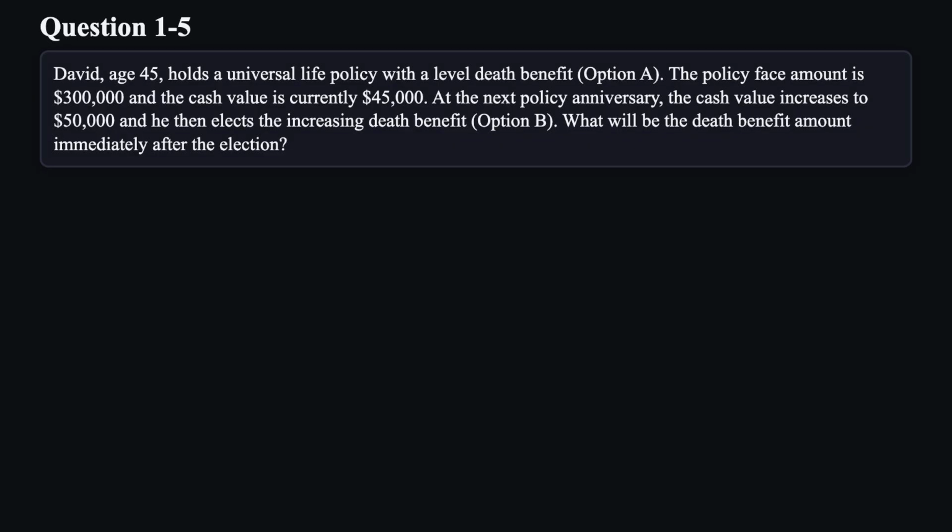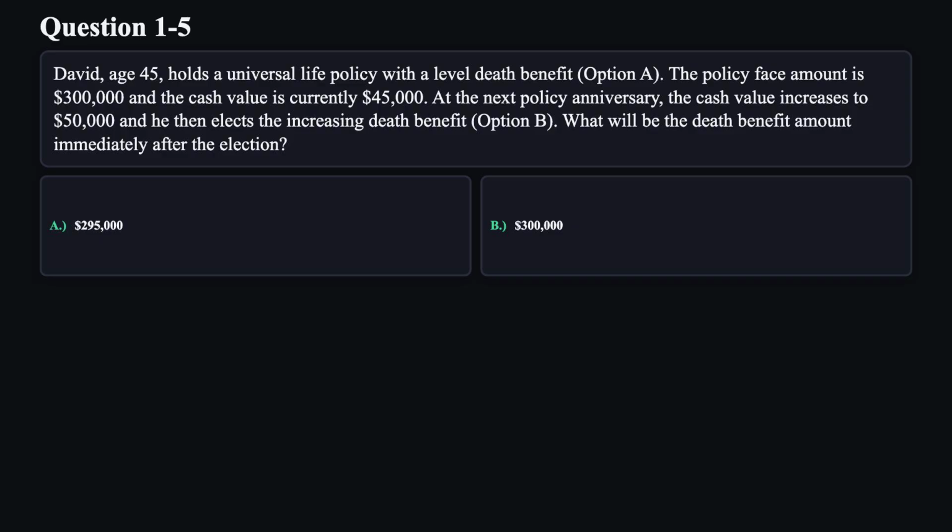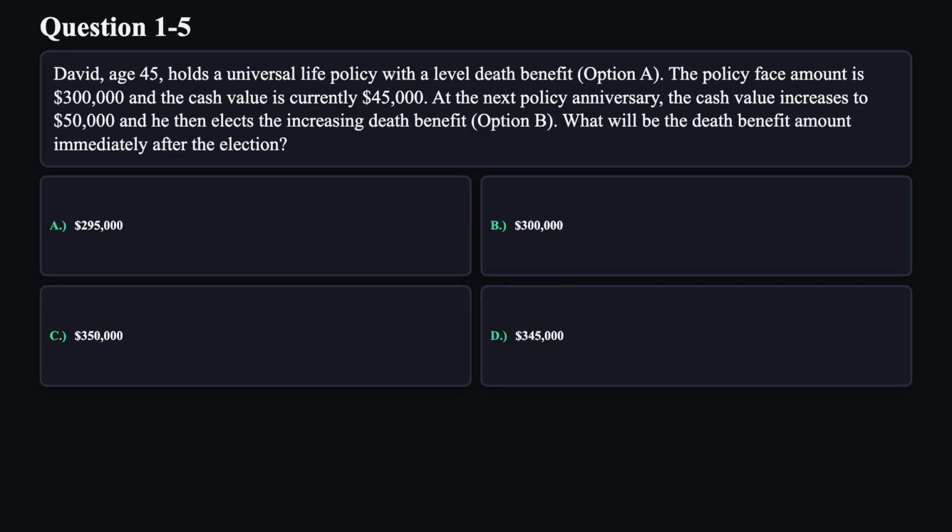Question 5. David, age 45, holds a universal life policy with a level death benefit, Option A. The policy face amount is $300,000 and the cash value is currently $45,000. At the next policy anniversary, the cash value increases to $50,000 and he then elects the increasing death benefit, Option B. What will be the death benefit amount immediately after the election? A. $295,000. B. $300,000. C. $350,000. D. $345,000.